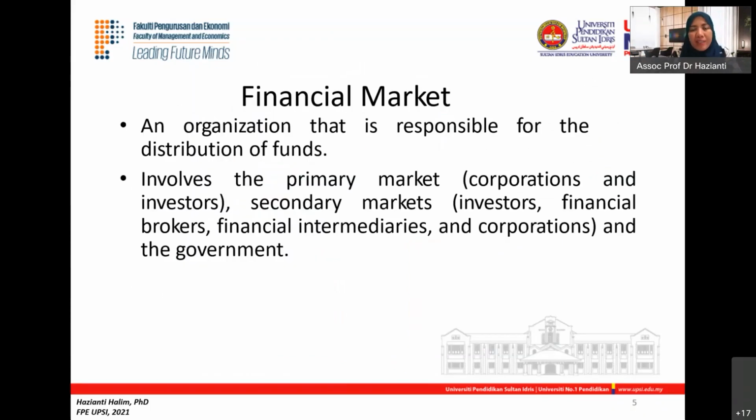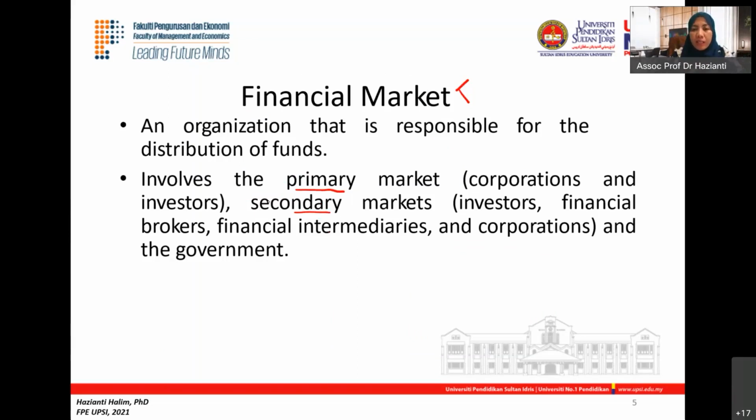Pasaran keuangan. So financial market, right, again, when we talk about financial market, we are talking about organizations that are responsible for the distribution of finance. Okay. So it involves, this is also important. When we talk about financial market, we have two, primary market and also secondary market. So in the primary market, who are actually the participants? They are corporations and also investors.